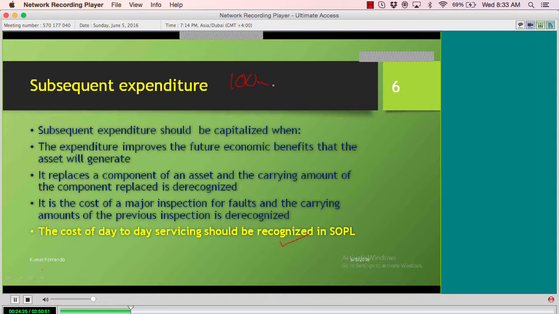Now you want to put up 20 more rooms. That is going to improve your future economic benefit. Color washing the 100 rooms will not make an improvement. If you don't color wash, people will not come. If you don't replace the linen and the furniture, people will not come. But putting up 20 more rooms is going to increase benefits. So if you are going to spend another 40 million for that, it can be capitalized, where you have a future economic benefit.